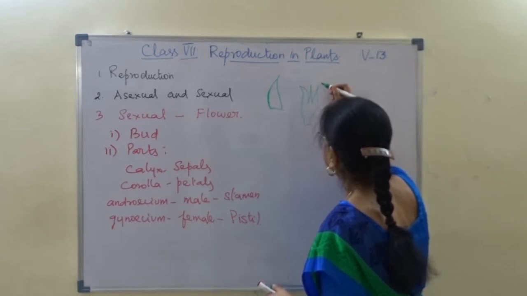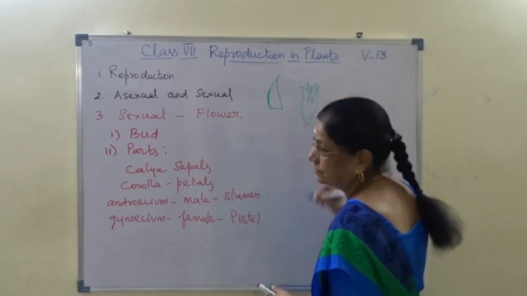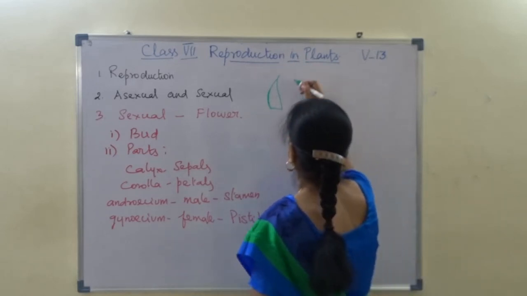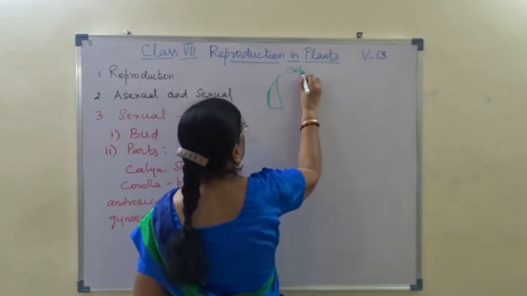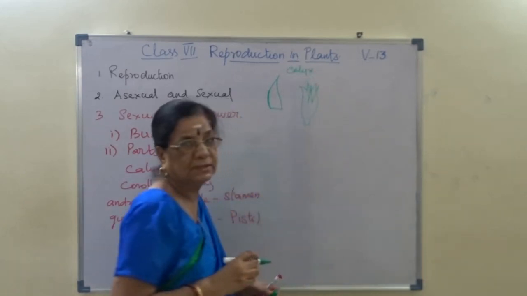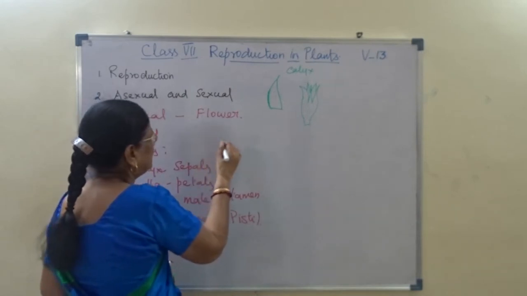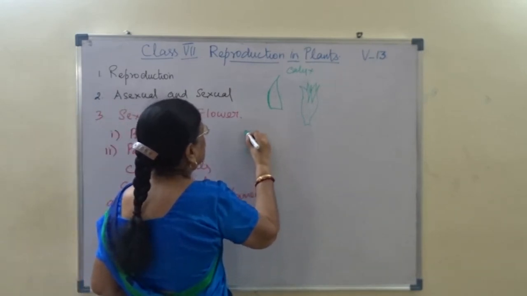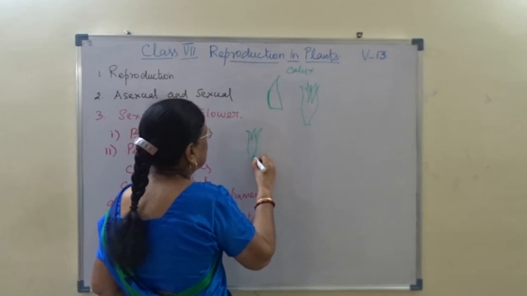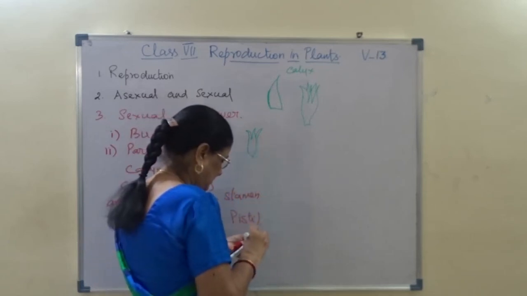There are 5 sepals. Okay, so here this is a single sepal. Here are the calyx. Now in the flower, the bud is there.